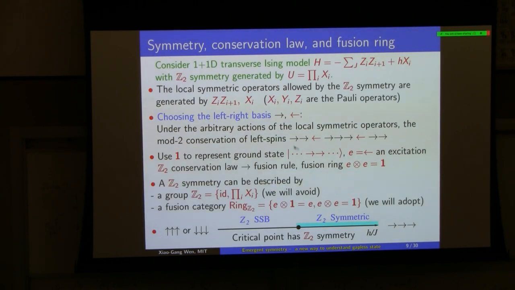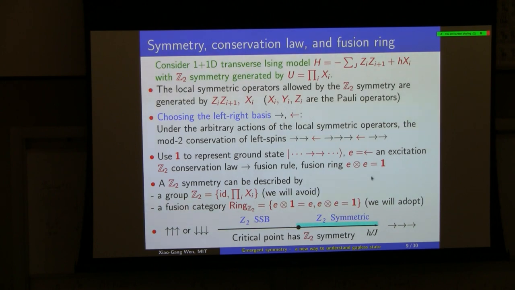So therefore, these left spins have a mod 2 conservation. And this mod 2 conservation is what we mean by this Z2 symmetry. That's from conservation law to Z2 symmetry. Okay, so actually we can use 1 to describe ground states and E to describe a single left spin. Then this mod 2 conservation can be described by this fusion rule. E and E together can become 1, but a single E cannot become 1. So EE can annihilate, but a single E is conserved.